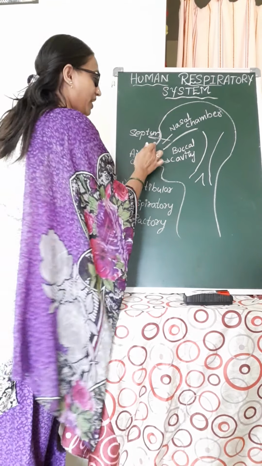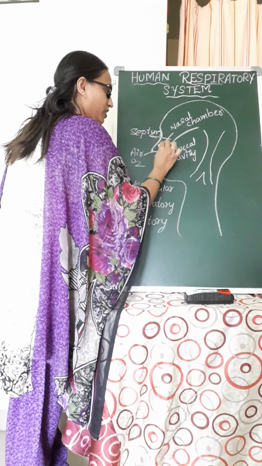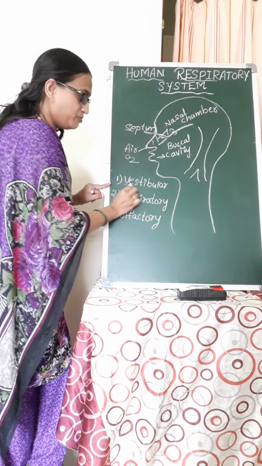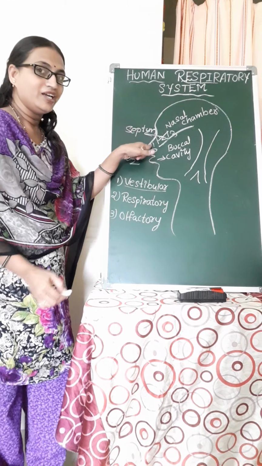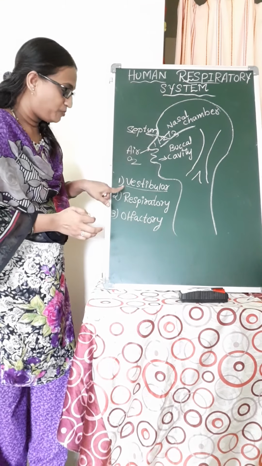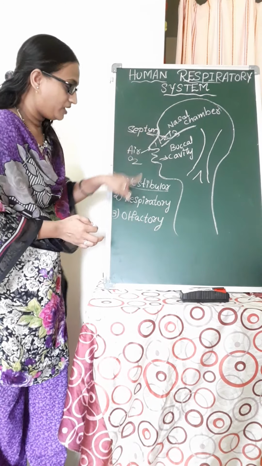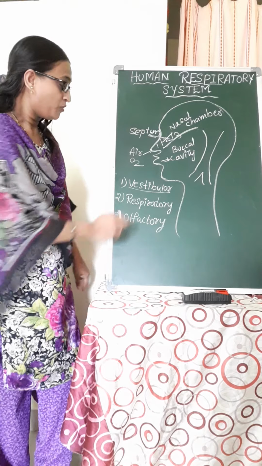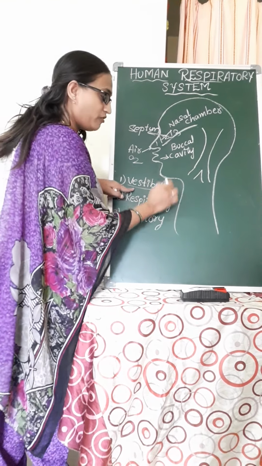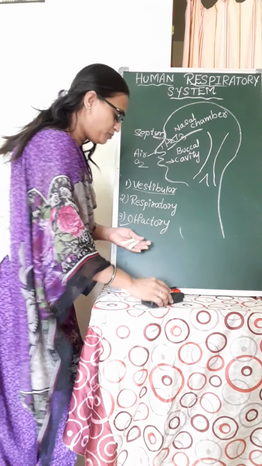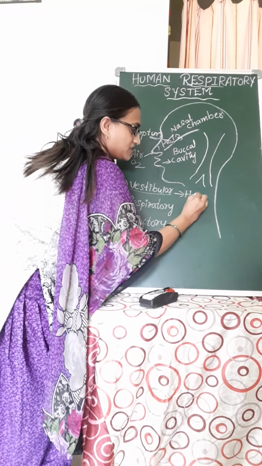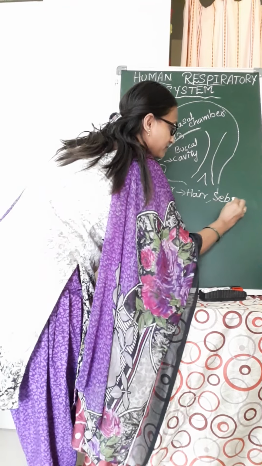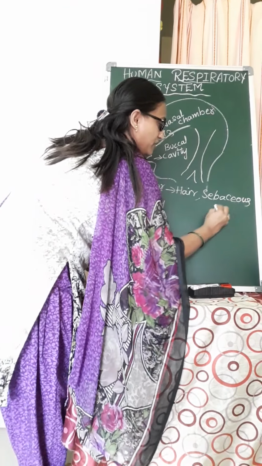Each chamber is again divided into three important parts: 1, 2 and 3. The nasal cavity is divided into three parts. The first part is the vestibular part, the second part is the respiratory part, and the third part is the olfactory part. What is the vestibular part? It is provided with hair and sebaceous glands.